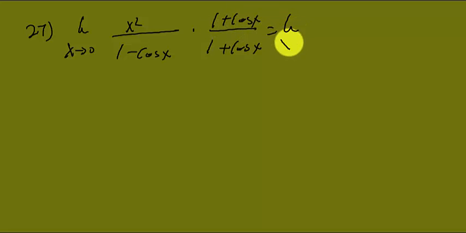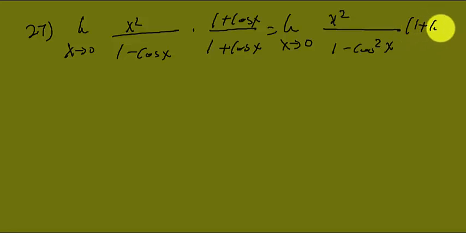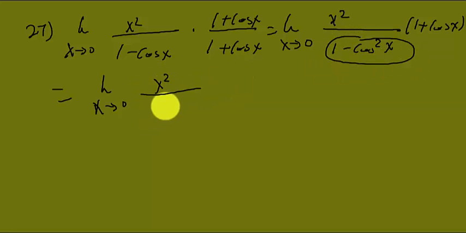This will give me the limit as x goes to 0. The denominator is a difference of two squares, 1 minus cosine squared of x. And then on top I have x squared times 1 plus cosine of x. This is the same thing as the limit as x goes to 0 of x squared over, by a trig identity, sine squared x times 1 plus cosine of x.